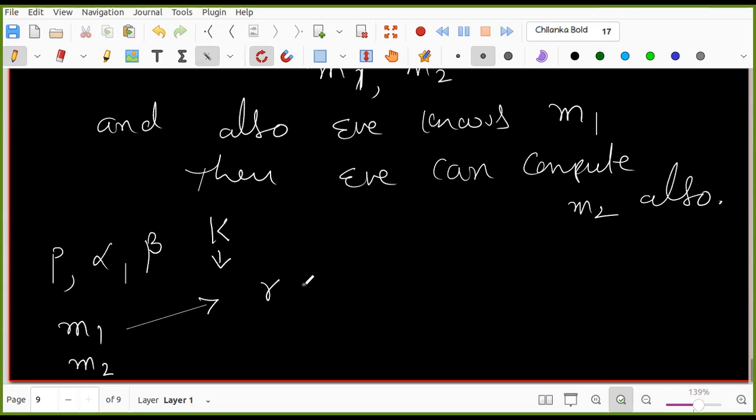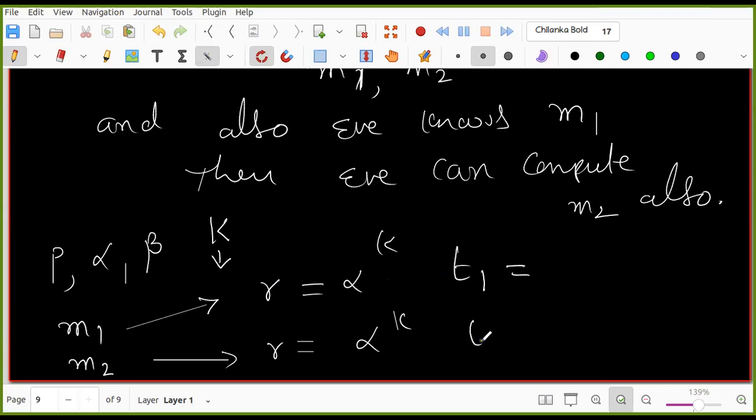Alpha power k mod p. Alpha power K, right? I'm not writing mod p. And for message 2, the same R will be used, since I'm using the same random key. But what is the T value? I am calling it T1 now, because the messages are different. What is the T1 value?